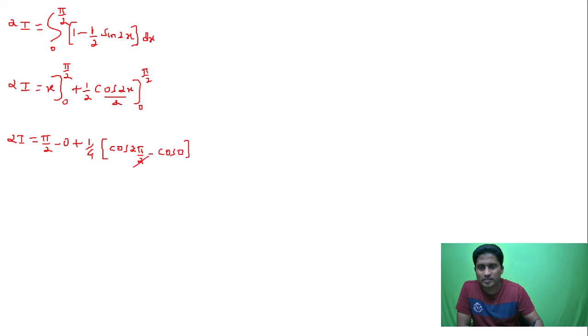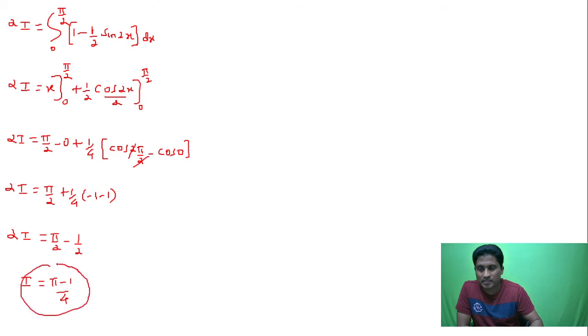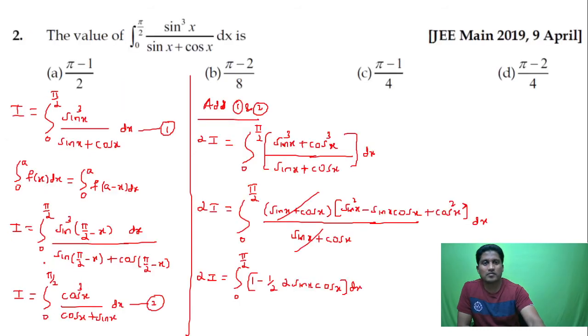Anyways, this will cancel. You get 2I is equal to pi upon 2, plus 1 by 4, cos pi minus 1, cos 0 is 1. So 2I is equal to pi upon 2, 2 by 4 is 1 by 2. Take LCM 2 and shift 2 to the right side. It will be pi minus 1 upon 4. That's the answer, guys. Pi minus 1 upon 4, answer is option C.